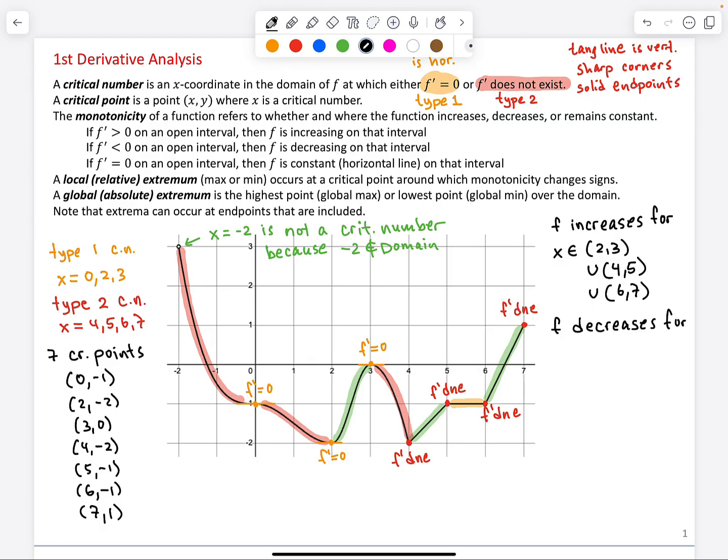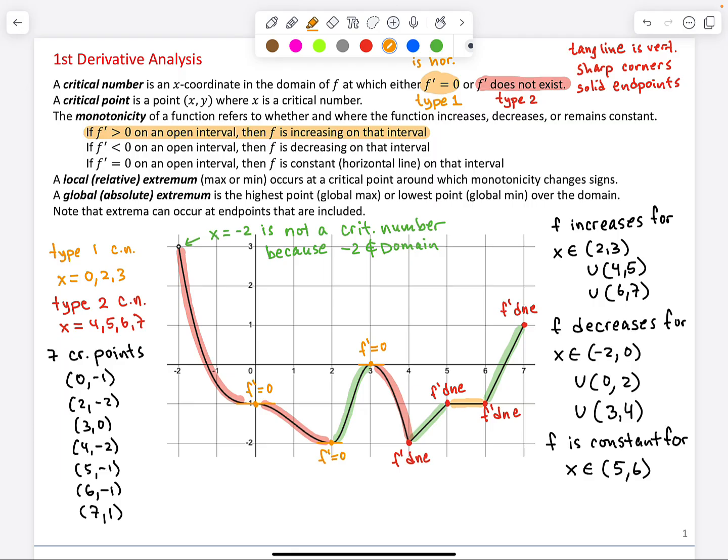Now f decreases for x is an element of, from -2 to x equals 0, the function was decreasing. Now at this location 0, the function is not decreasing because it is flat. So we have to break up our interval into this portion and this portion separately. So we have a union, and then from 0 to 2, and then a union from 3 to 4. And then f is constant for x is between 5 and 6. This is the only horizontal portion of the graph.